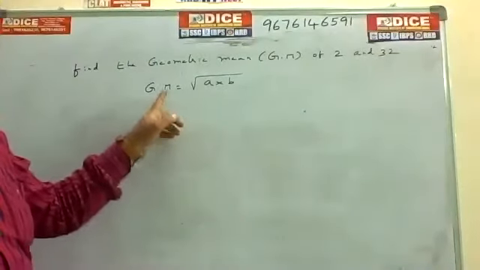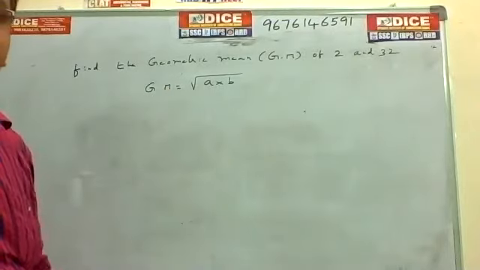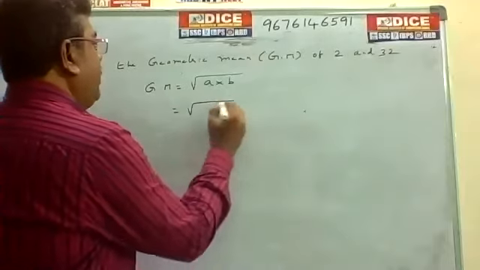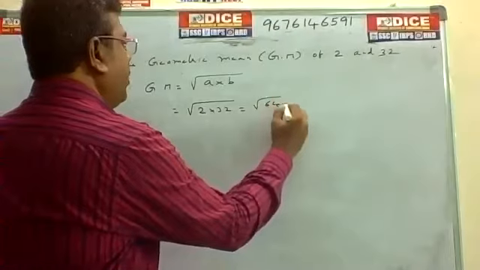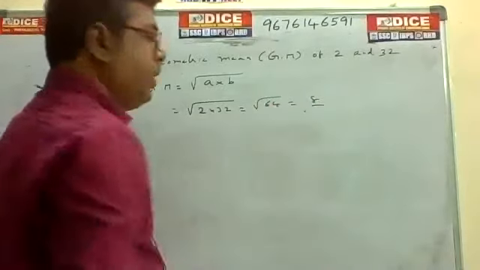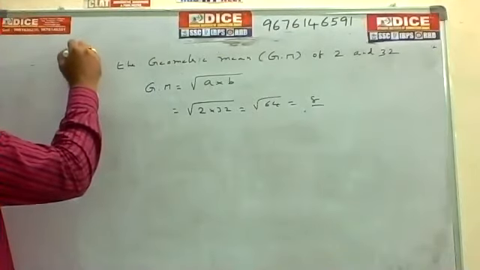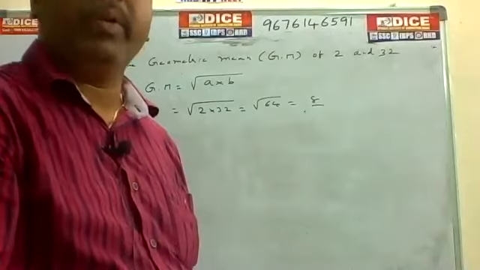Now the geometric mean formula is the square root of A into B. Very good answer. So this is equal to the square root of 2 into 32. So the value is 64. Root of 64 means 8 is the answer. This is a very important formula. Very important one.